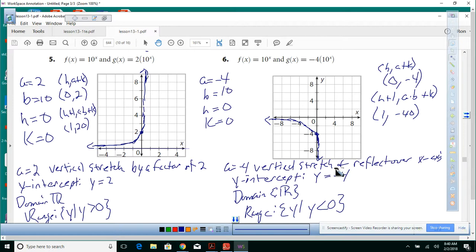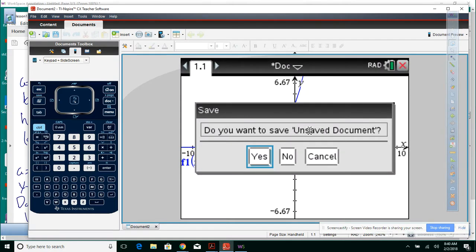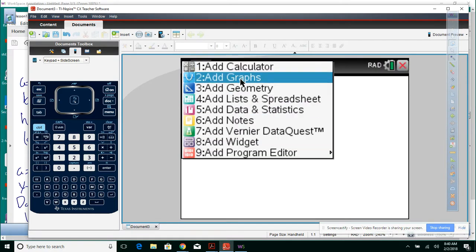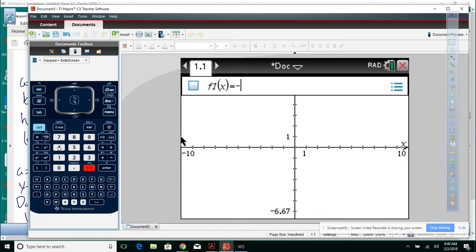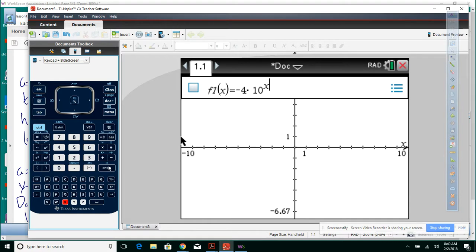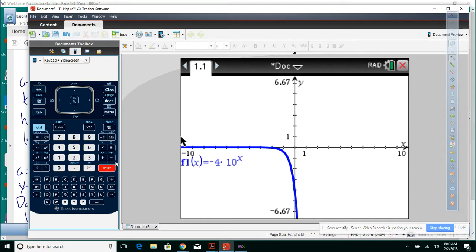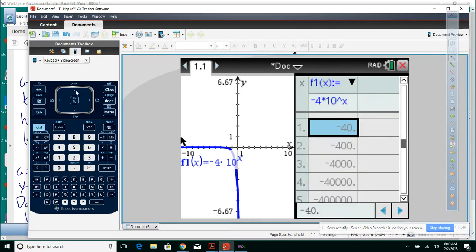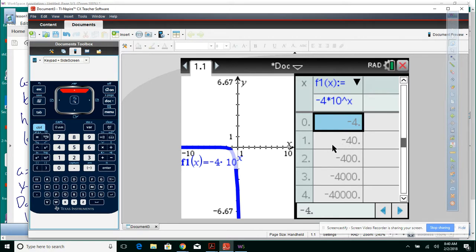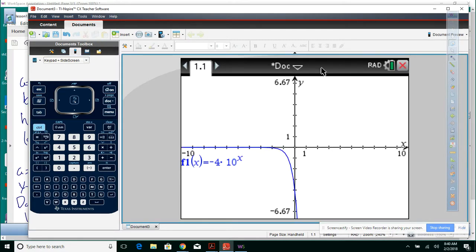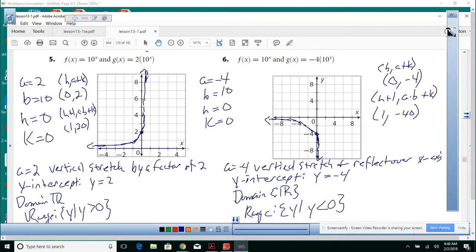There we go. Let's just graph that. We hadn't graphed one a little bit. Let's graph one. So on new document, graph -4 times 10 caret x, and there it is. Okay, control T, and we got 0, -4, and 1, -40. See what I mean? It gets small quick. Control T, and there we go. All right, looking good, folks.